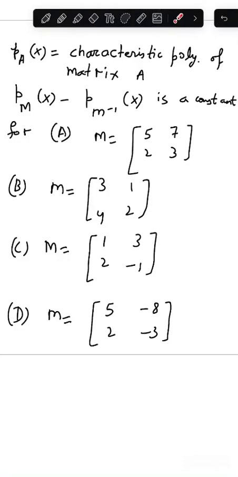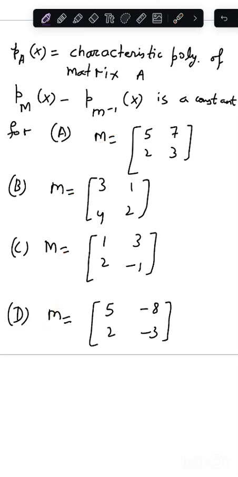Here's a problem on linear algebra. So here P subscript A of x denotes the characteristic polynomial of matrix A, and we have to tell for which of these options this P_M(x) minus P_{M inverse}(x) is a constant, where M is any of these matrices. All right, so let's solve this.